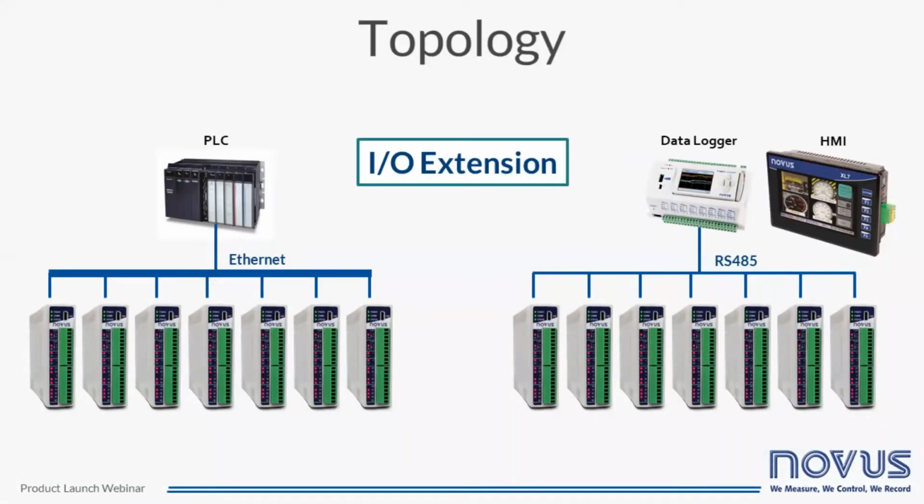Regarding topologies for the DigiRail Connect, this is maybe the most demanded in the automation market, the remote I/O. DigiRail Connect can be used as a native I/O extension for most PLCs, HMIs, and data loggers, since most of them already have a communication driver solution for Modbus, both RS-485 and Ethernet. Our field logger, for example, can use DigiRail Connect as remote variables to log several signals in some applications.